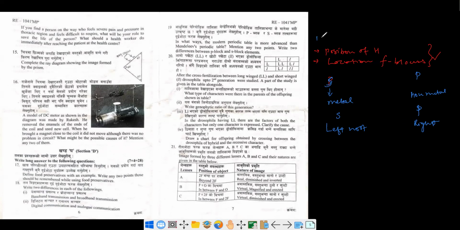So this is about question number 19. So this is another, about question number 20. Question 20 is talking about genetics.